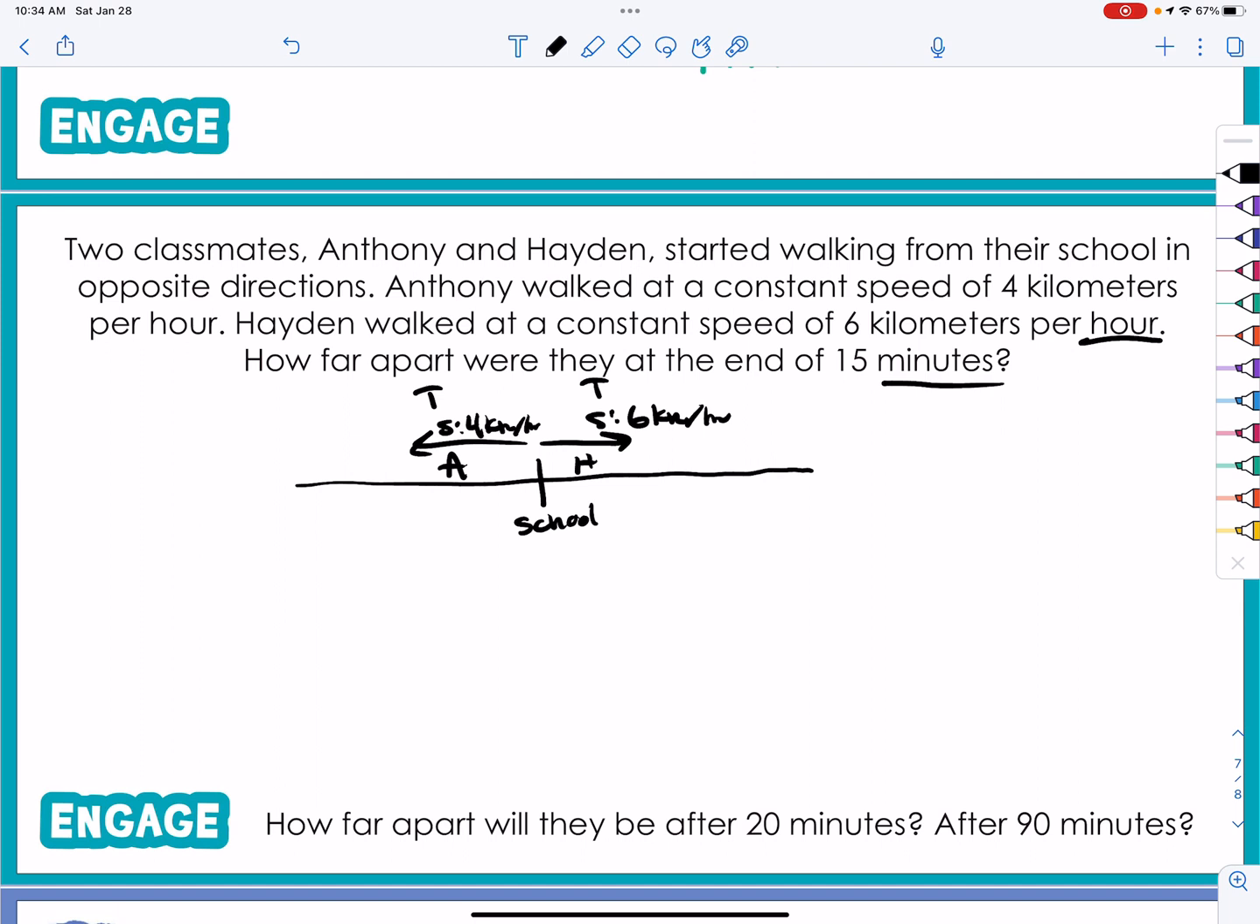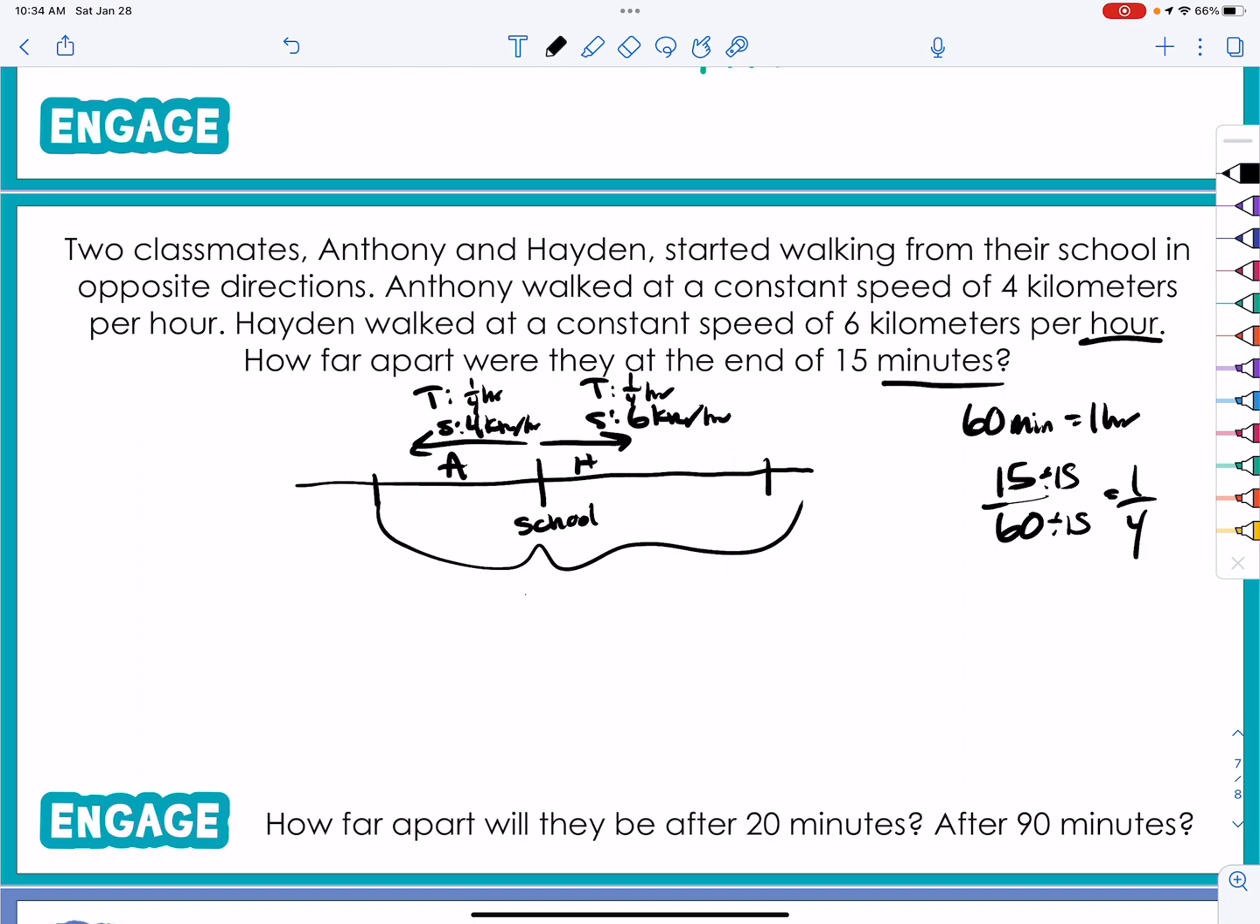And I know that there are 60 minutes in 1 hour. So we have 15 of the 60 minutes that we need in order to make 1 full hour. So we don't quite have 1 whole hour. In fact, these are both divisible by 15. We have 1/4 of an hour. So our time is 1/4 hour. So they both traveled 1/4 of an hour. And we want to know the distance, how far apart were they? So we want to know this distance here.